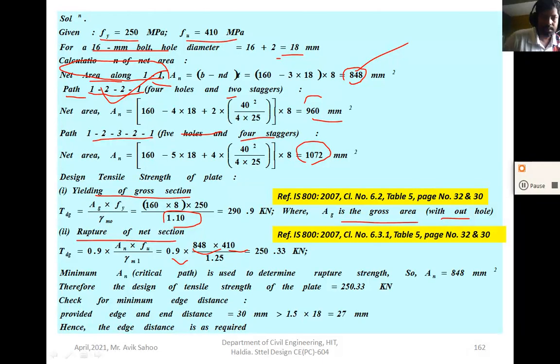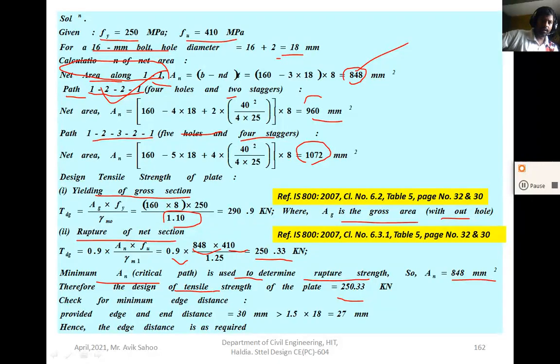So the design net tensile strength is how much? 250.33. So minimum An, this critical path, is used to determine rupture strength. So An is equal to 848 square millimeter. Therefore, the design tensile strength of the plate is 250.33 kilonewton. Now you see that the minimum you have to provide.